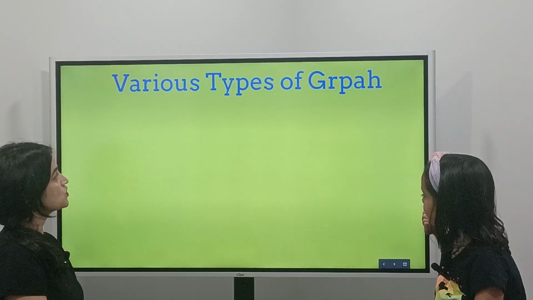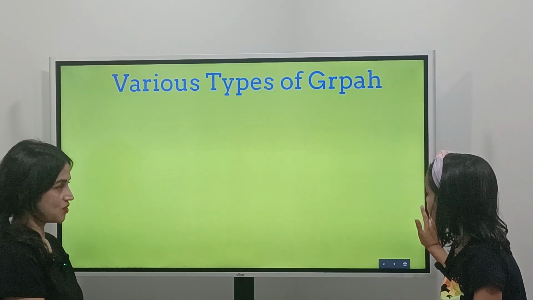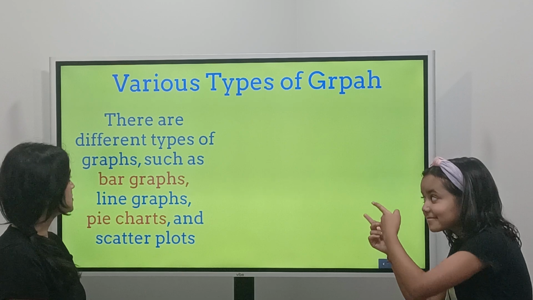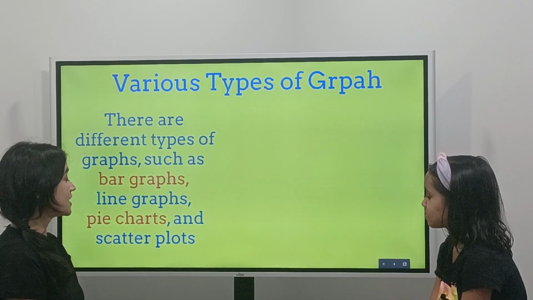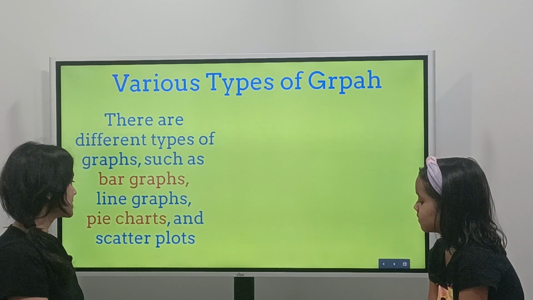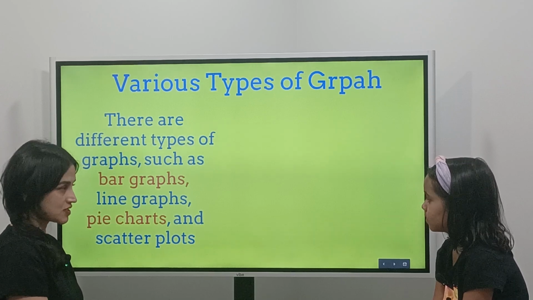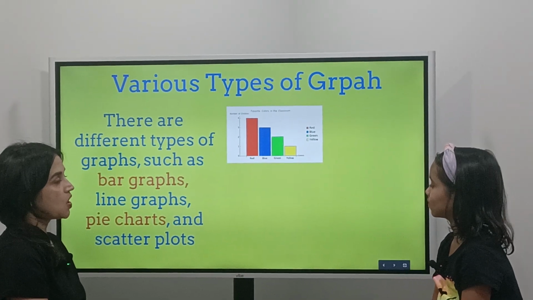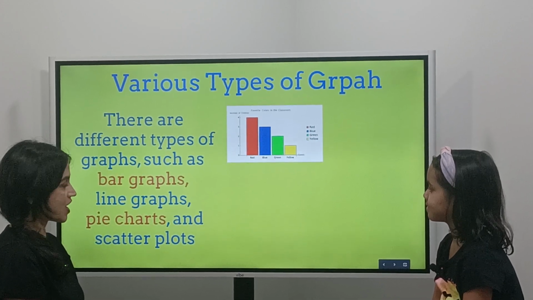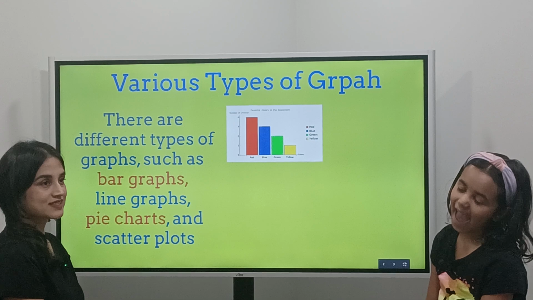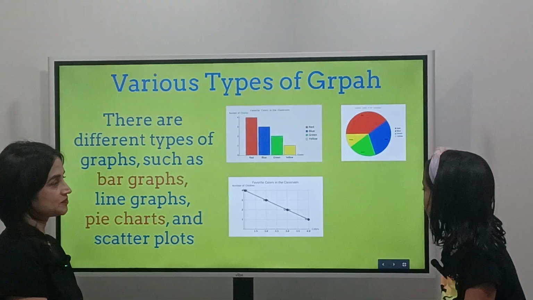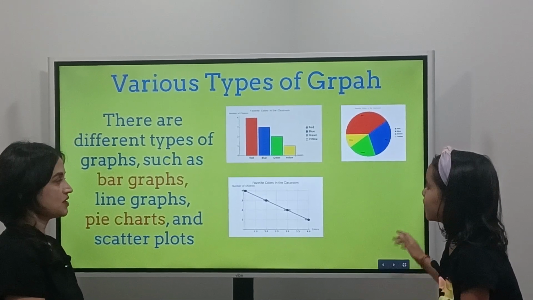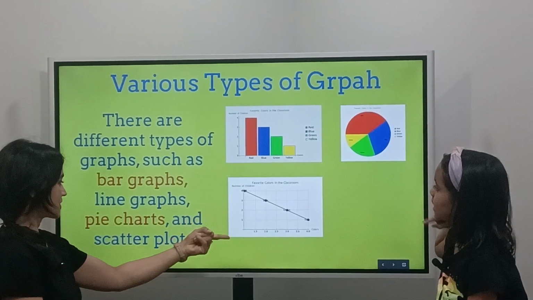So, various types of graphs. Let's see what kind of graphs we have. At the beginning we talked about it a little bit. There are different types of graphs such as bar graphs, line graphs, pie charts, and scatter plots. We have examples there. So this one is called a bar graph. Next, what do you call that one? A pie chart. How about this one? This is a line graph.